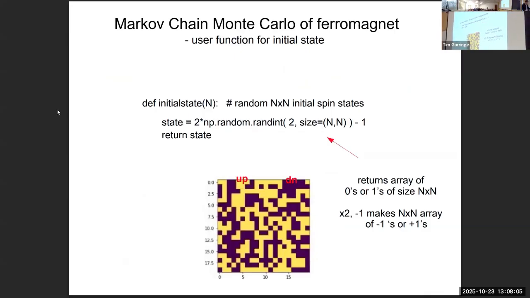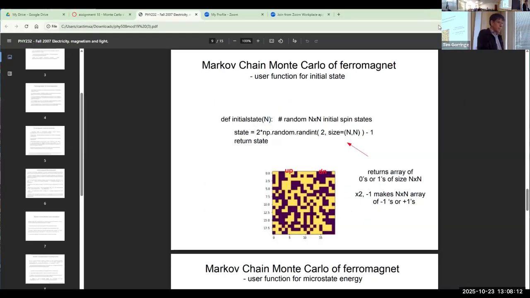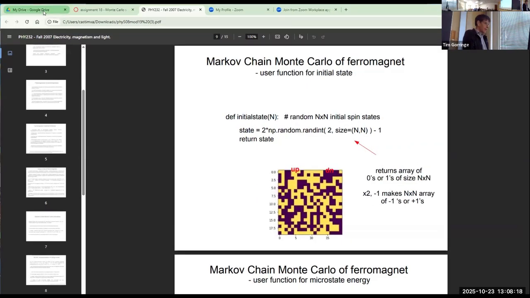Okay, let's go to the code. Where is it?